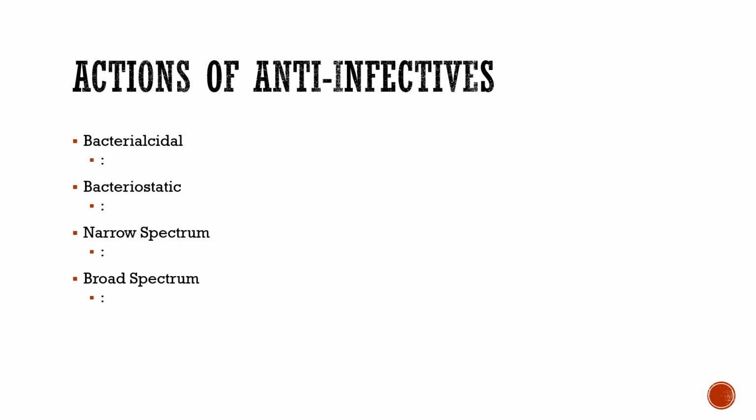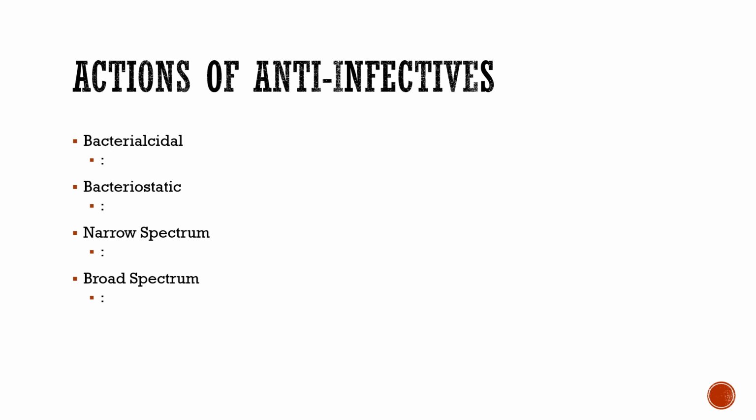Narrow spectrum just means they're only effective against a few microorganisms, whereas broad spectrum means they treat a wide variety of infections. An example of broad spectrum would be like Augmentin, cephalosporins. These are good against a lot of different infections, whereas something like clindamycin is narrow spectrum.